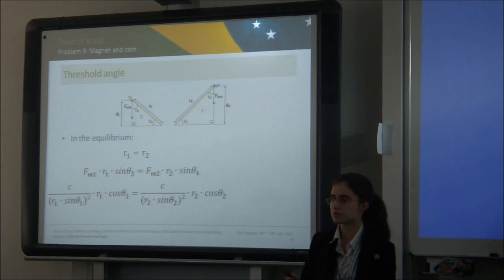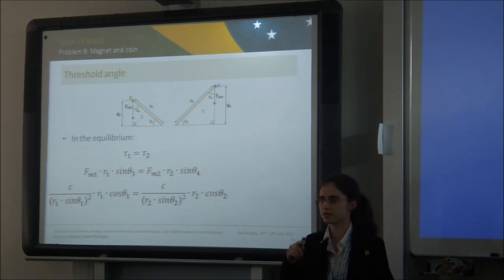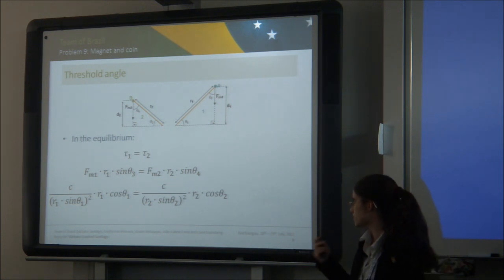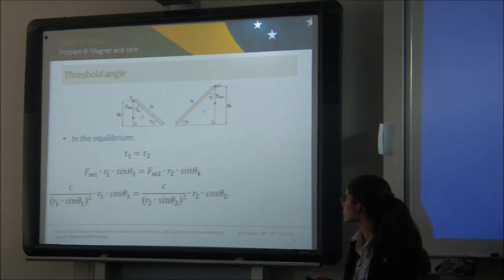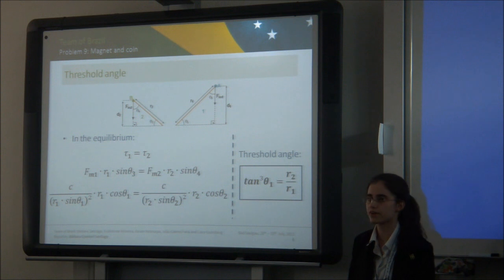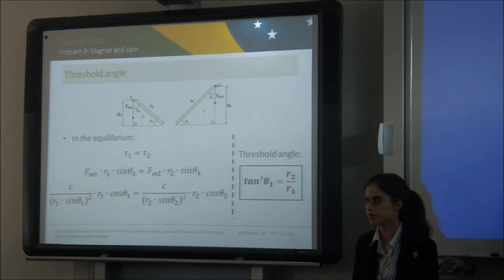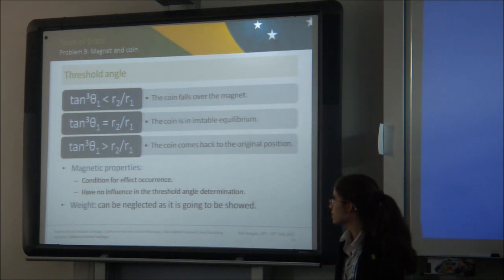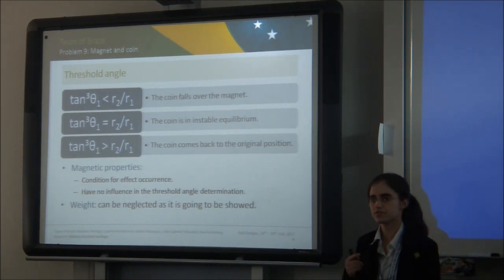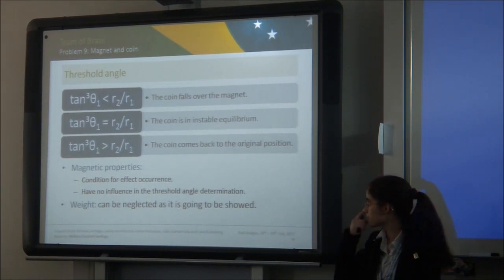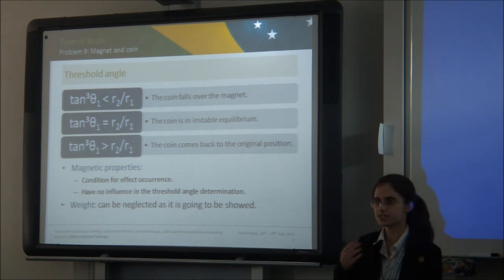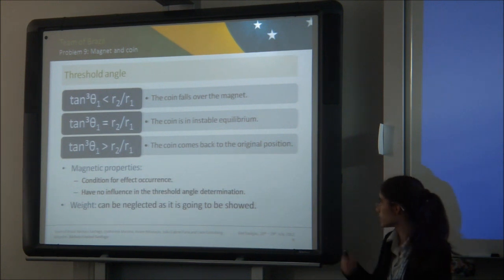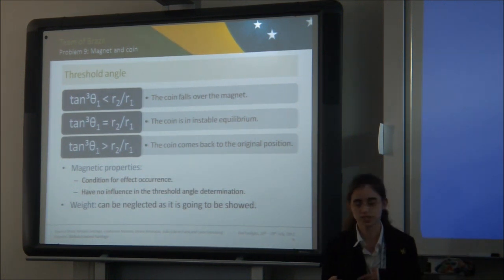Also, we know that the torques must be equal in the diameter and in the thickness of the coin for the unstable equilibrium. And applying our model, as we showed before, we have a mathematical model for the threshold angle in function of the dimensions of the coin. So we have that if the tangent cubed of this angle is lower than this ratio, the coin falls over the magnet. If it is equal, we have the unstable equilibrium, and if it is higher, we have the coin coming back to the original position.